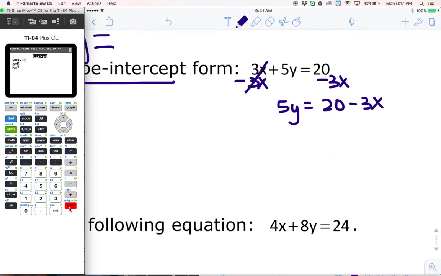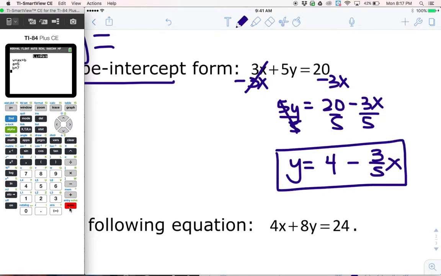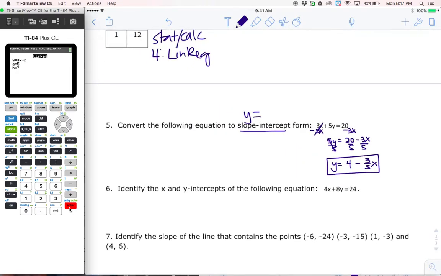All right, so now I'm going to divide by 5. I'm going to say y equals 4 minus, that will give me a decimal, which I don't want, so I'm going to leave it as 3 over 5x. And we're done. All right, we converted to slope-intercept form.